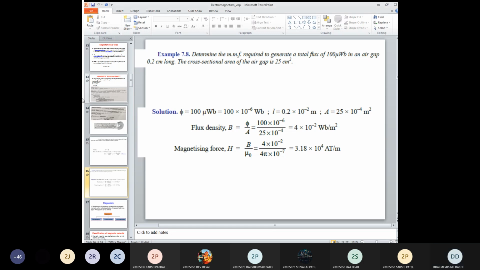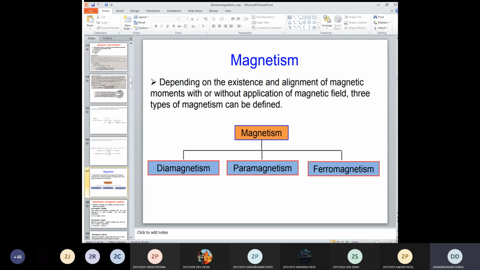Okay. So let's move to the next slide. Next, we have seen magnetism. We classify magnetism into three categories: one is diamagnetism, second is paramagnetism, and another is ferromagnetism. Clear? So based on that, we classify the material into three categories: one is ferromagnetic material, another is paramagnetic material, and the third is diamagnetic material. All of you can see this slide, the classification of magnetic material.